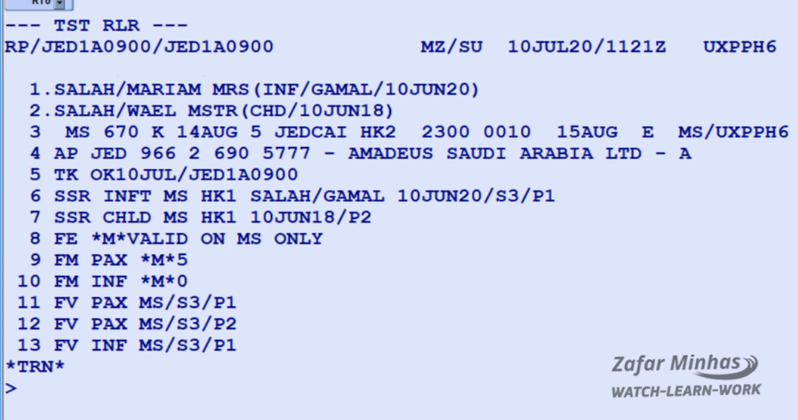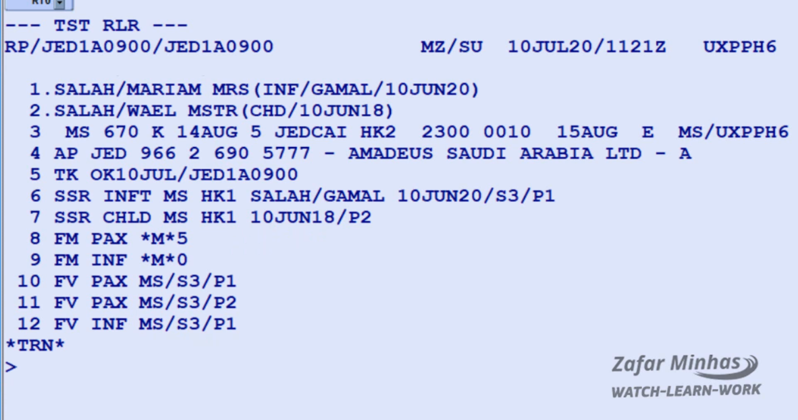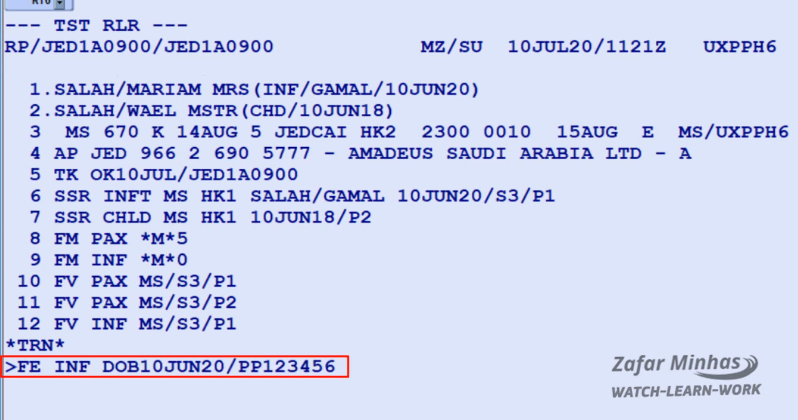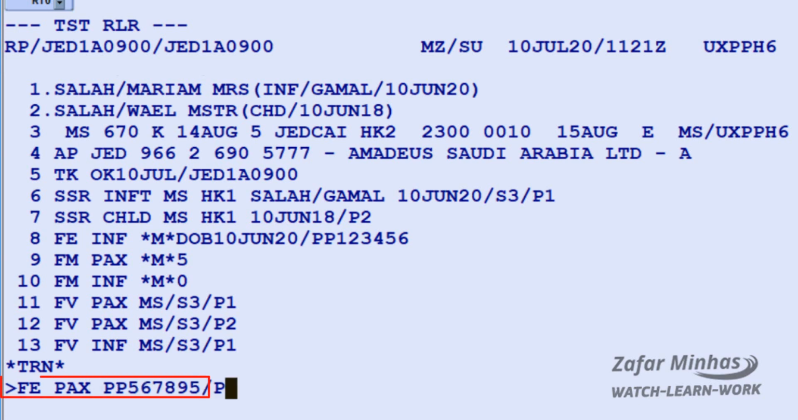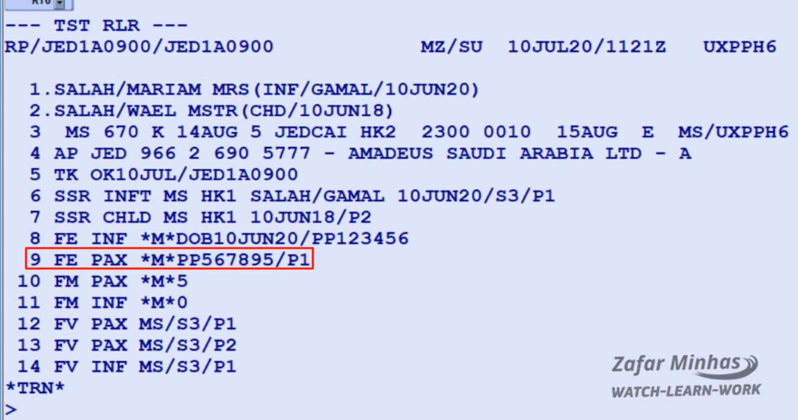To enter infant date of birth and passport details in the endorsement or restriction box, use FE endorsement or restriction transaction followed by INF infant passenger indicator plus free text. Enter. Endorsement element has been updated. To enter the FE endorsement or restriction element for non-infant passengers, use FE endorsement or restriction transaction followed by PUX non-infant passenger indicator plus free text /P passenger identifier followed by 1, passenger 1 from PNR. Enter. Endorsement element has been updated.